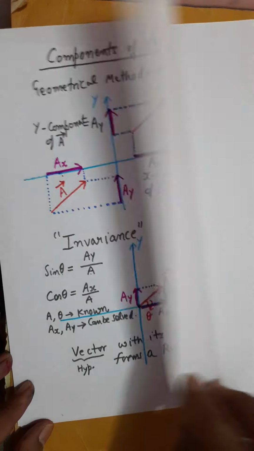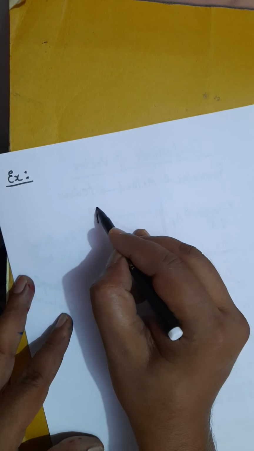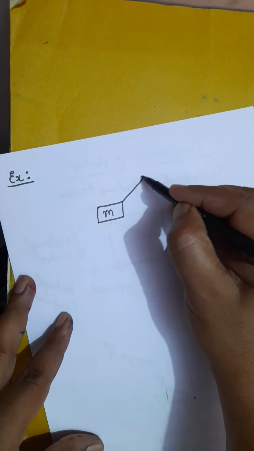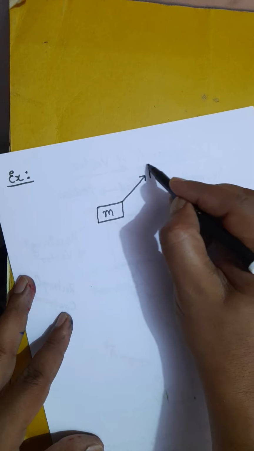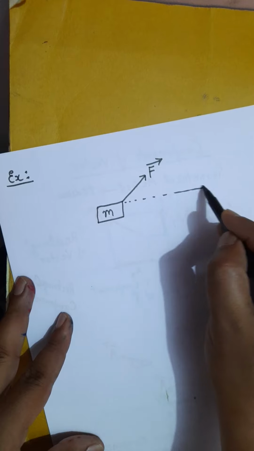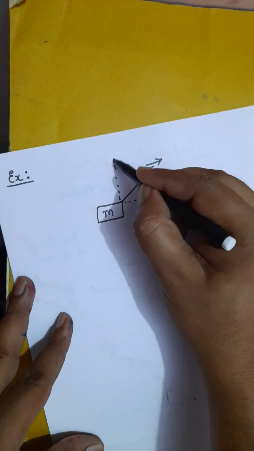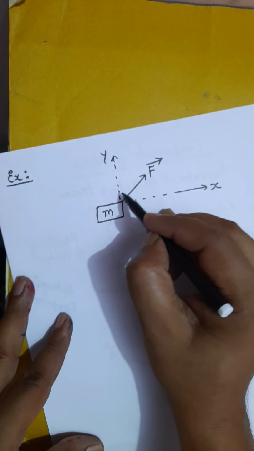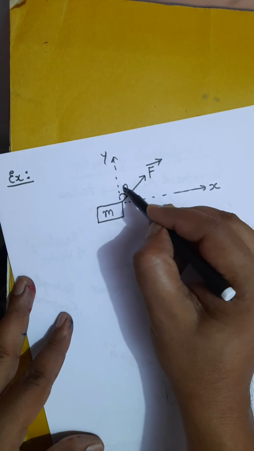Right? So let me take one example for you. Let's say we have some mass here, and we apply a force over it. We apply a force, capital F, which is a vector. We apply the force over the mass, and let this be the x-axis and the perpendicular to it the y-axis. And you apply the force at some angle theta with the y-axis.